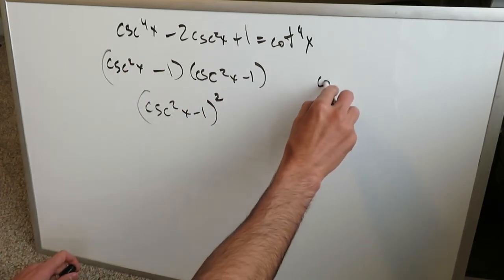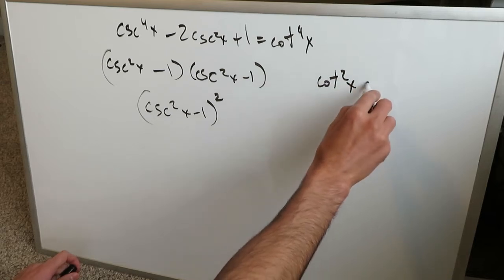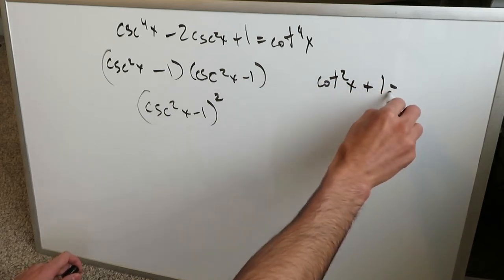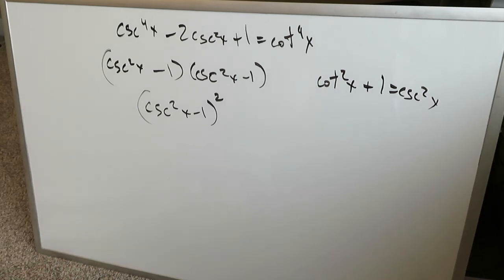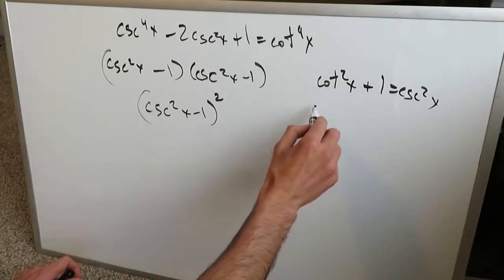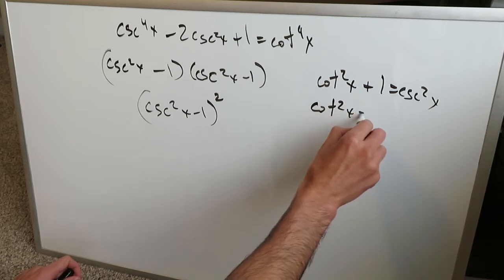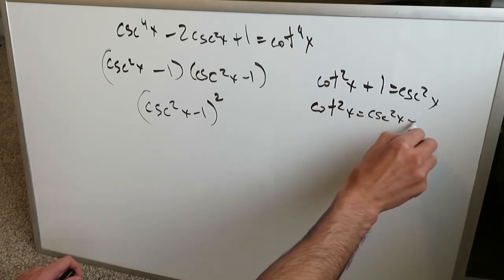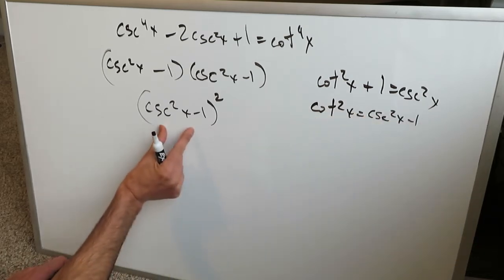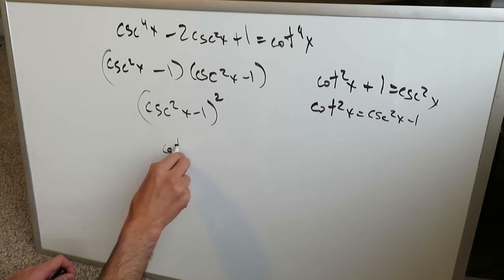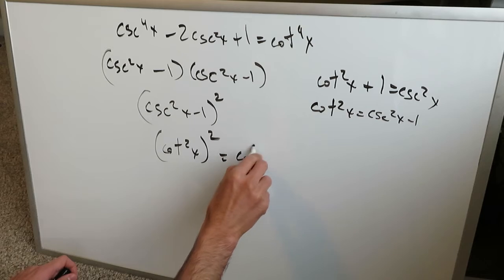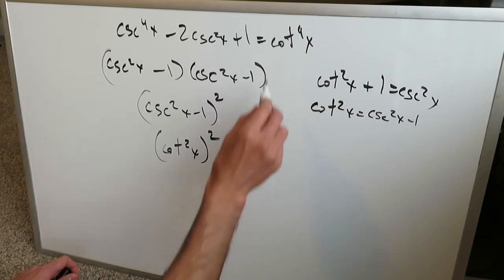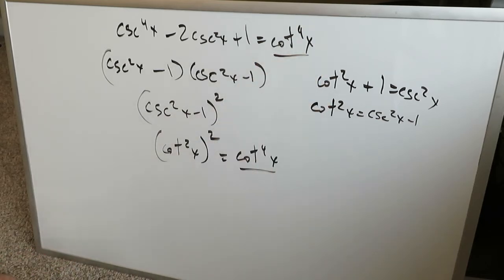And now you have to think back to the Pythagorean identity where cotangent squared x plus 1 is equal to cosecant squared x. You have to think about one of these identities. If you solve for cotangent squared x, it is equal to cosecant squared x minus 1, so this right here can substitute for what's over here. You get cotangent squared x, squared, and when you open it you get cotangent to the 4th x, which is exactly what we were looking for from the very beginning. So the question is done.